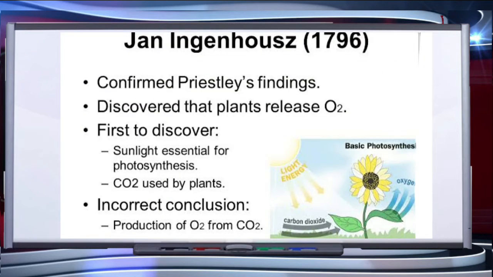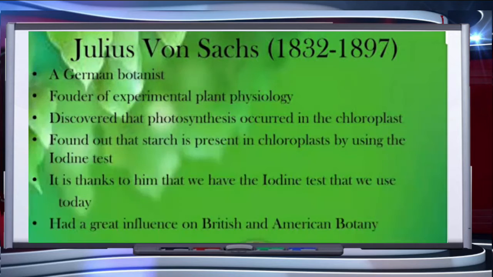In 1779, Ingenhousz confirmed Priestley's finding. He discovered that plants release oxygen gas. He was the first to discover that sunlight is essential for photosynthesis and that carbon dioxide is used by plants.